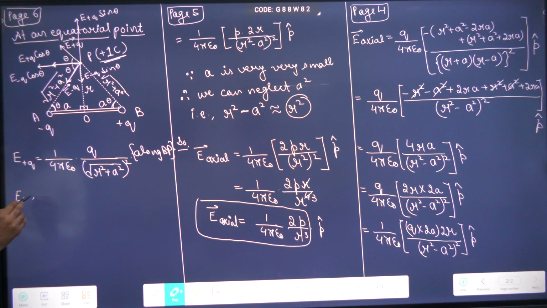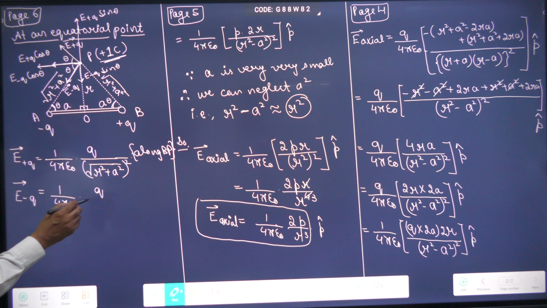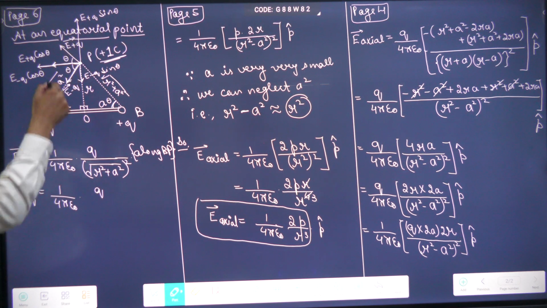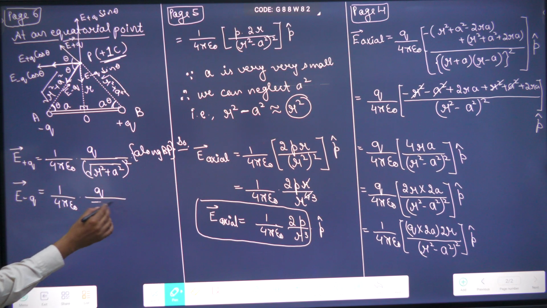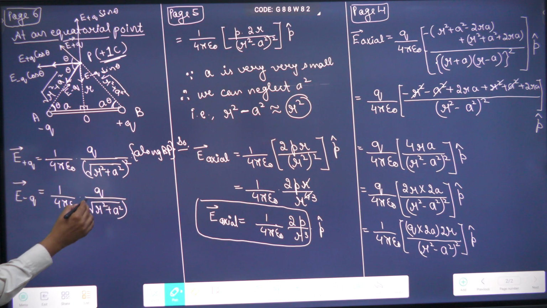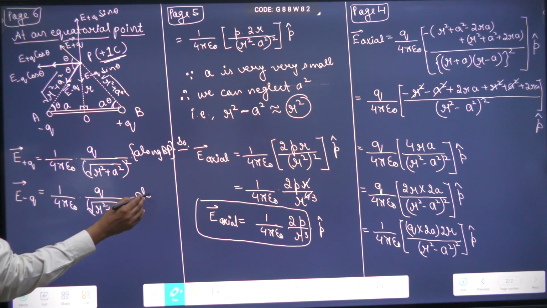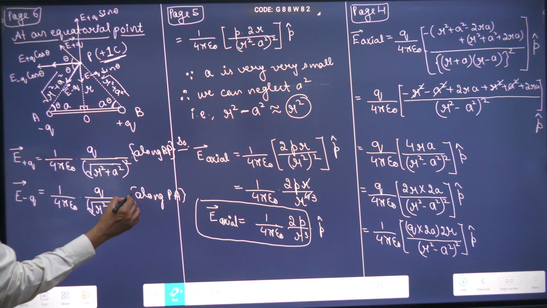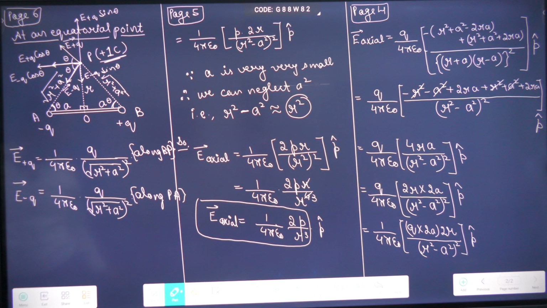Now E minus Q. One upon 4 pi epsilon naught. Its direction is like this, from P to A. Q upon under root r square plus a square whole square, along PA. Its direction is from P to A.